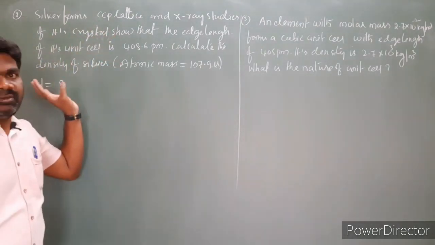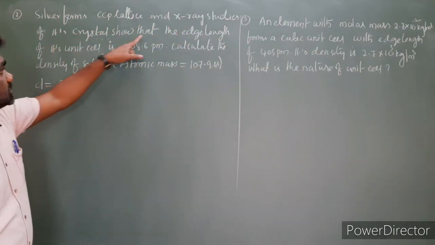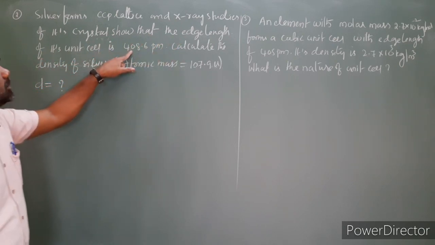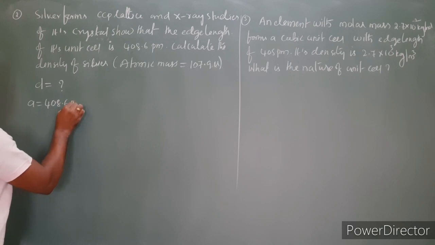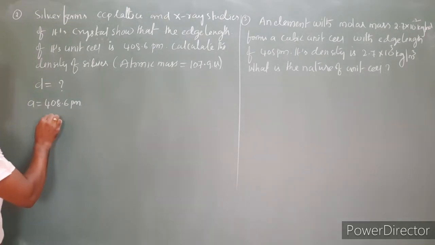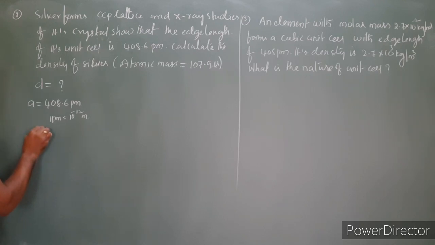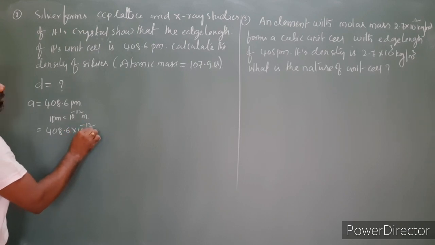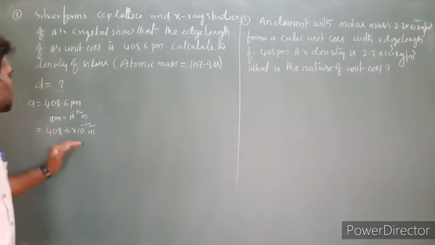Next, what data is given? We have to write them. Silver forms a CCP lattice, X-ray study of its crystal shows that the edge length of the unit cell is 408.6 picometers. So a is given. a is equal to 408.6 picometers. So convert the picometers into meters. 1 picometer is equal to 10 power minus 12 meters. So a is equal to 408.6 into 10 power minus 12 meters. So the edge length we got.